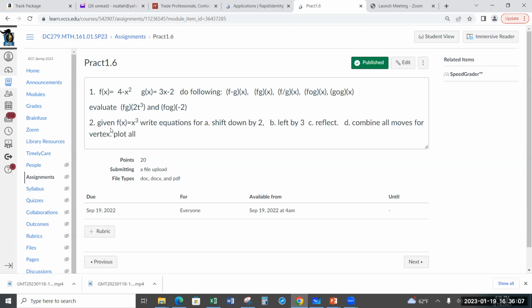And given a function, all this is for the previous section about shifting x cubed and y. I think we talked about it last time: left by 3 and reflect. So that's it for section 8.